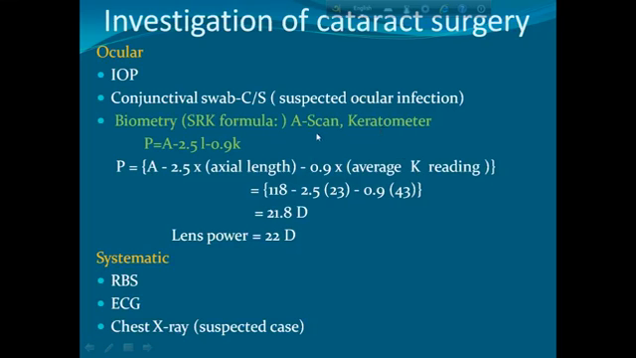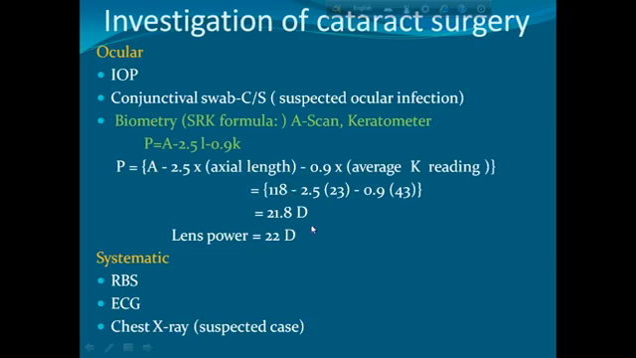A-scan, why? To measure the axial length. And keratometer, why? Keratometer is to measure the radius of curvature. There is a formula, the popular formula is the SRK formula, and this is the formula: P equals A minus 2.5 L minus 0.9 K. Some examiner may ask what is the SRK formula, so you should try to remember it.